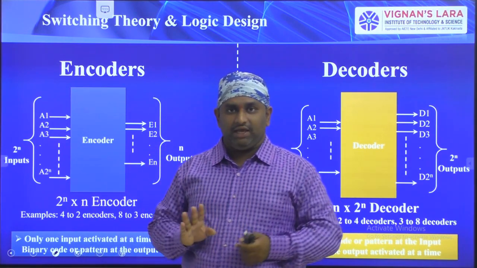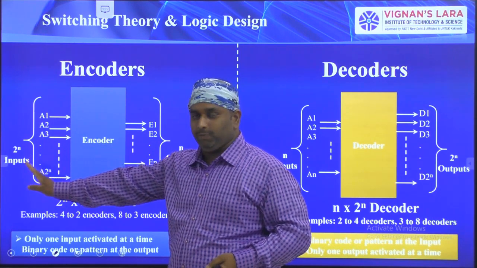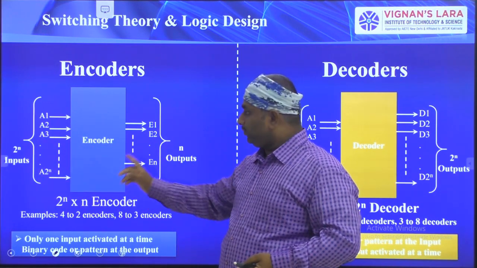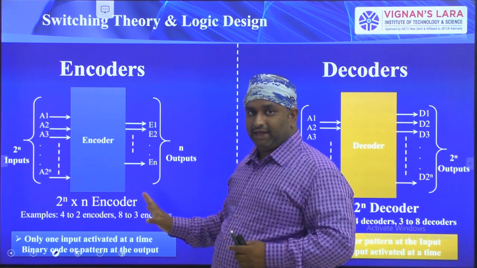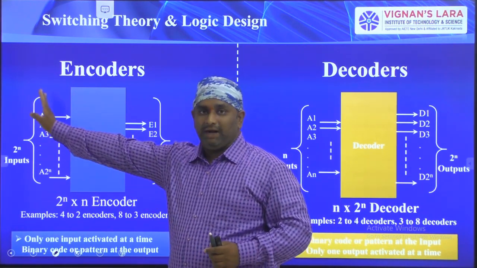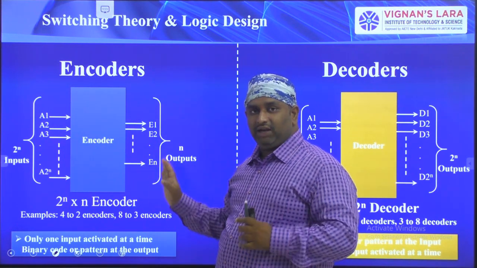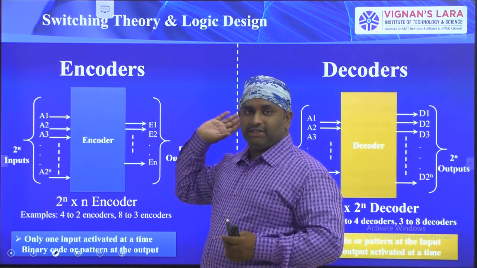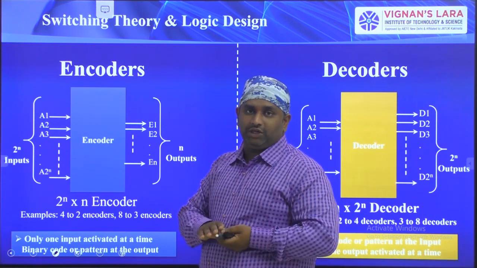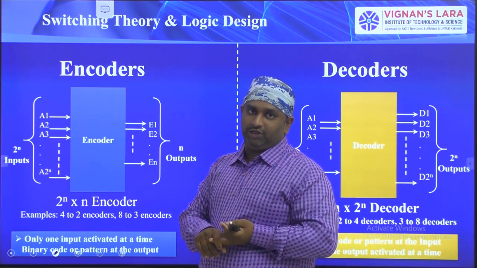So first see the encoder. This encoder has 2 power n inputs and n outputs. That means the encoder part, the transmitter circuit diagram, consists of multiple inputs, and the transmitter output has very few outputs. Why? Because in between the transmitter and receiver we have a communication system. It may be wired communication, it may be wireless communication.